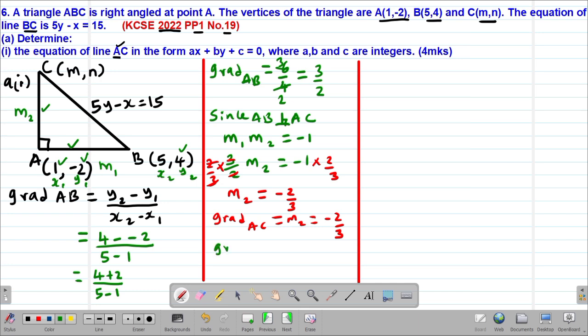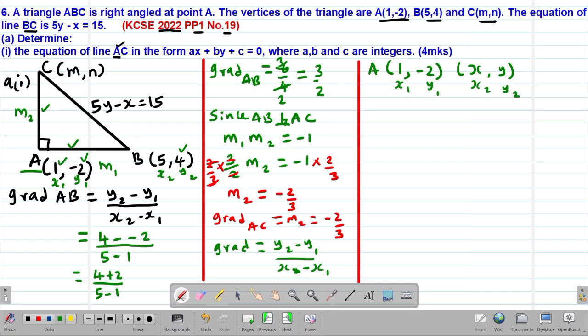We know that the gradient should be given by the change in y over the change in x, which is y2 minus y1 divided by x2 minus x1. So I'll take a point on the line AC. I'm given the point A, which has the coordinates 1, negative 2. Then I'll also pick a general point x, y, so that this will be my x1, this y1, this x2, and of course y2.